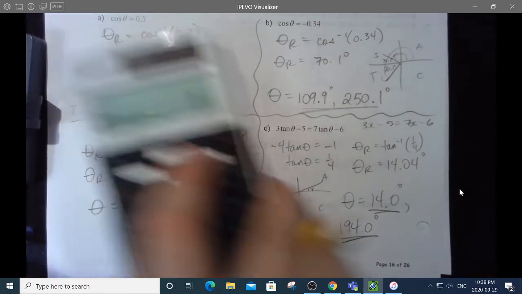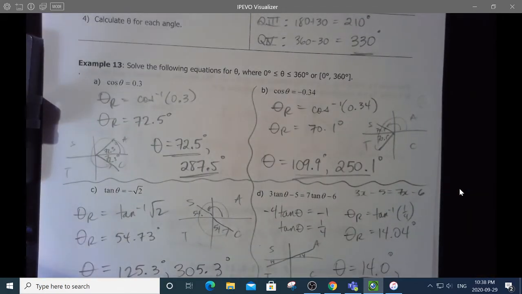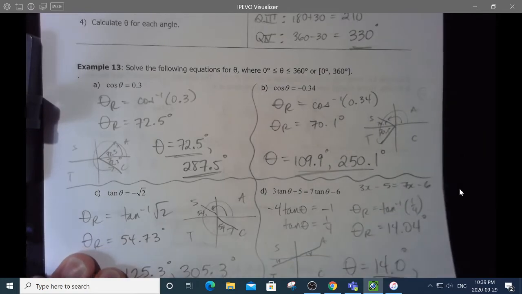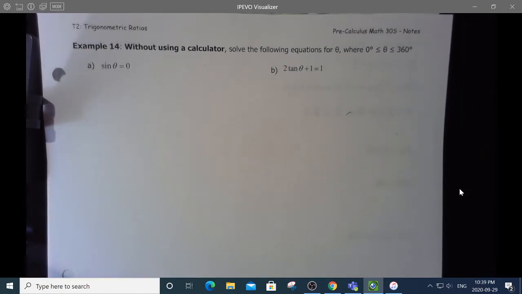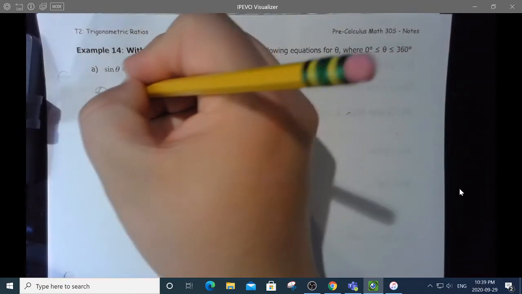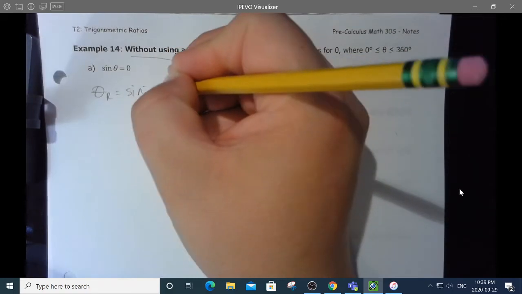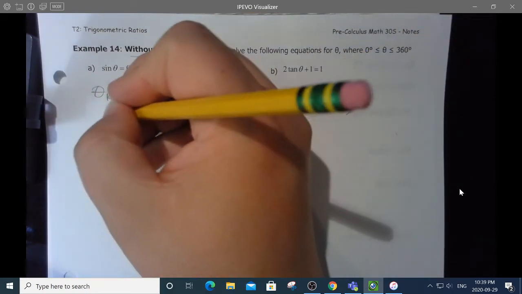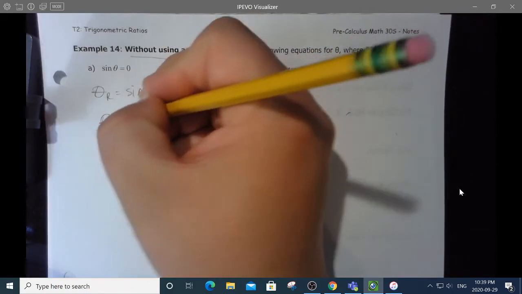All right. Did doing these examples make you a little sad? I have to say, they made me a little sad because it was so exciting to be able to use the unit circle to not have to touch the calculator. So lucky for us, here's a couple of examples where it says, without a calculator. Now the first one, holy cow, that is a very easy piece of algebra. You just have to do that theta r is the inverse sine of 0, which is in fact 0.